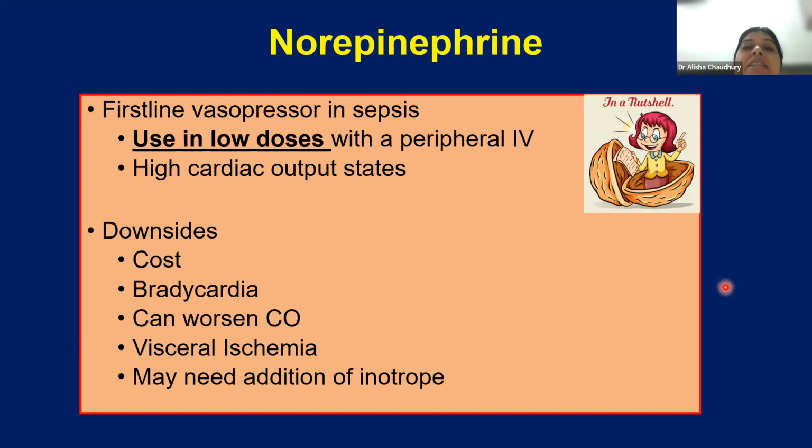It can lead to visceral ischemia, and peripheral extravasation can also cause necrosis and gangrenous changes. So we have to be careful. And sometimes you may need the addition of an inotrope because you're giving so much alpha-1 action, you may need some beta-1 action, depending on the indication actually.